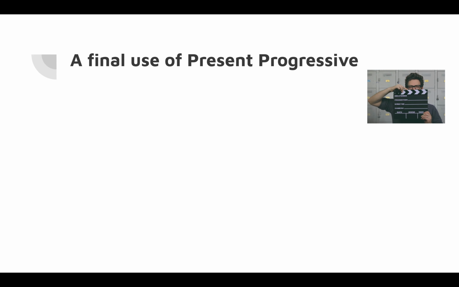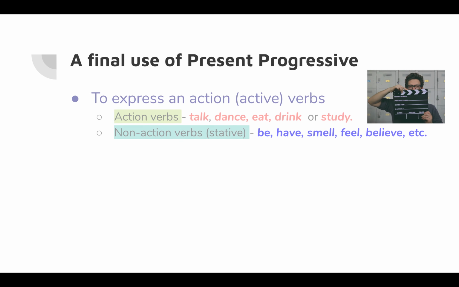Okay, our last use of the present progressive is super important, okay? And it has to do with this guy over here. Do you remember in like a movie when someone holds down this black and white chalkboard? And what does he say when he flips the little thing down? He says, action, right? So we often use the present progressive to express an action verb, right?